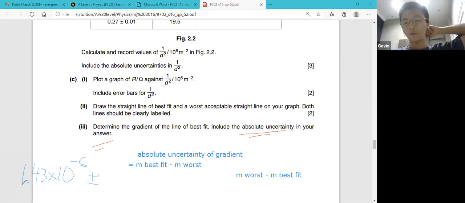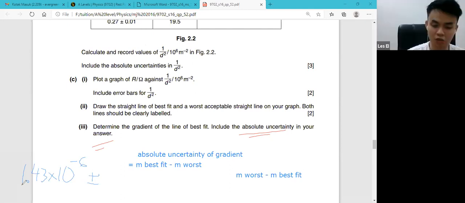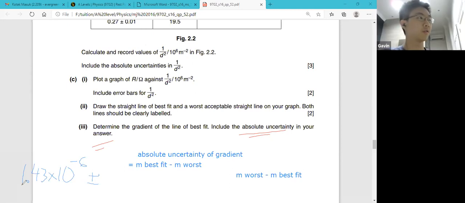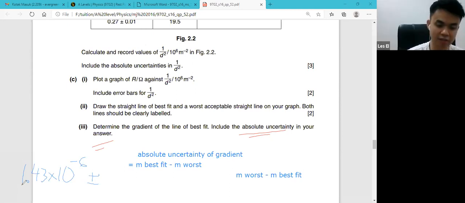Wait, sir, how do we draw the worst fit line for the last one if the first one doesn't have any of the bar thing? You can just focus on the second coordinate, the worst and the best. The worst acceptable, so it can be the most slanted or the least slanted. So we start drawing from the second coordinate. Yes, right.